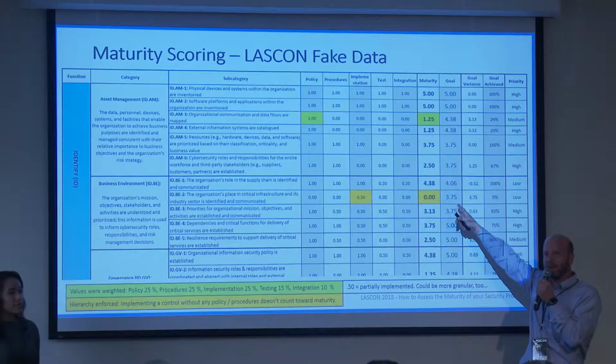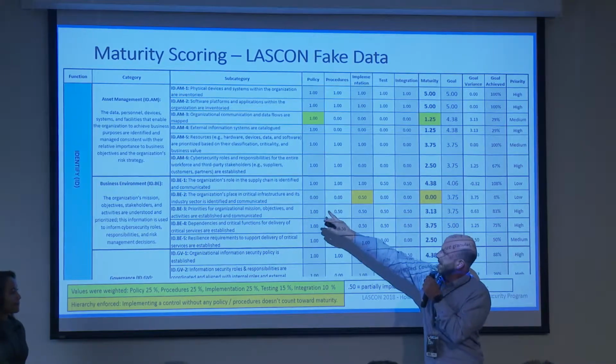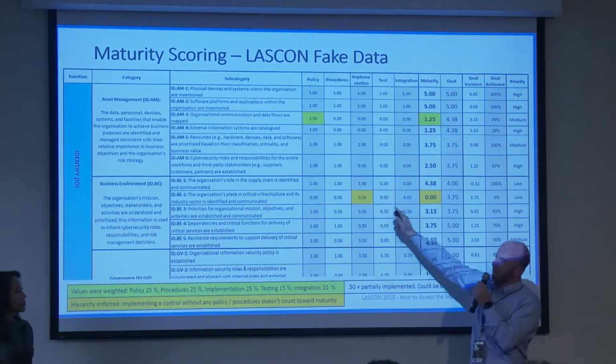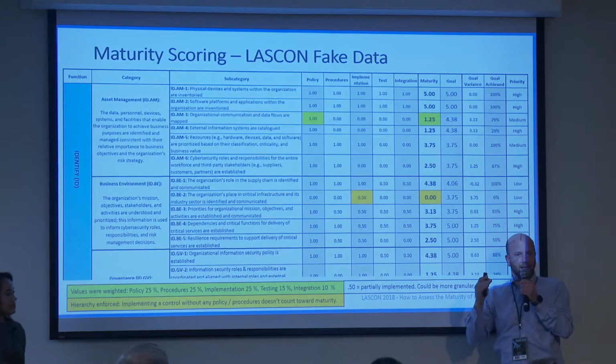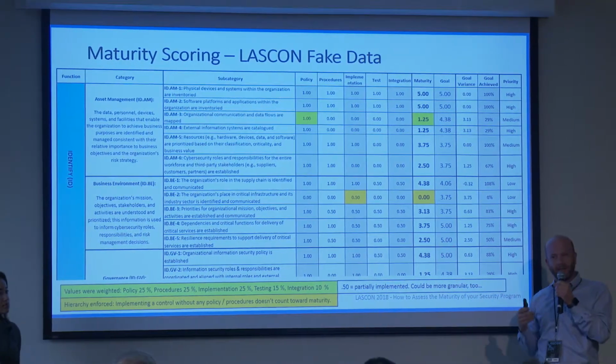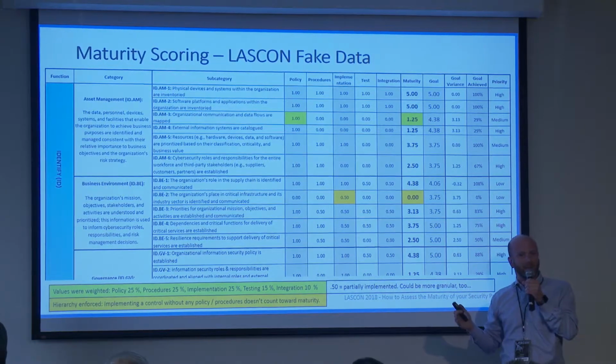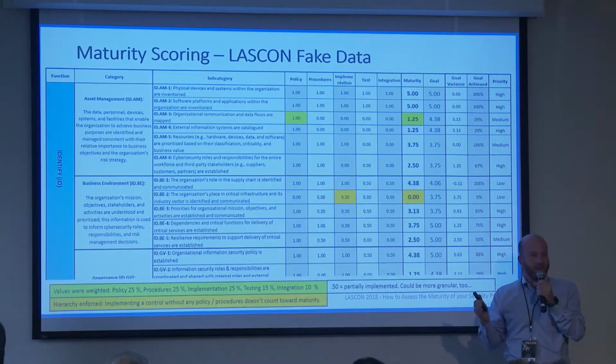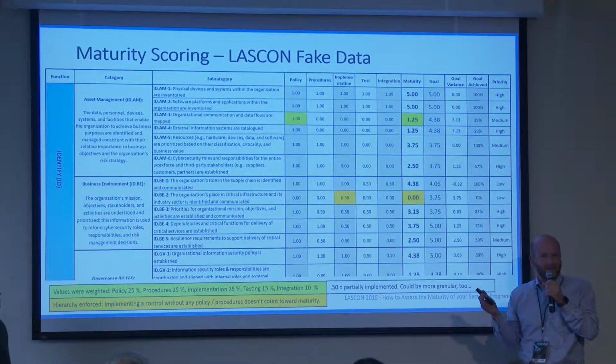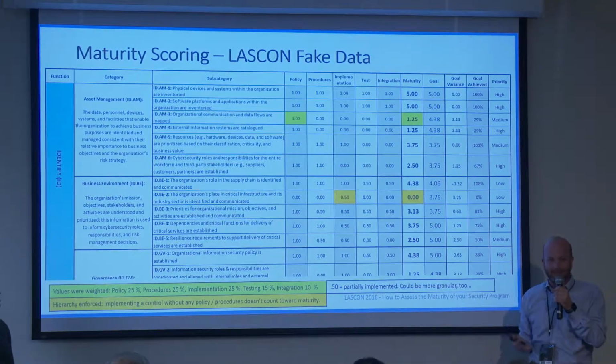So basically the point here being these maturity levels are hierarchical. If you don't have a policy, if you don't have your control objectives defined that you want to manage toward, then you can't determine whether your implementation applies at all to what we're trying to manage against, so it doesn't count.